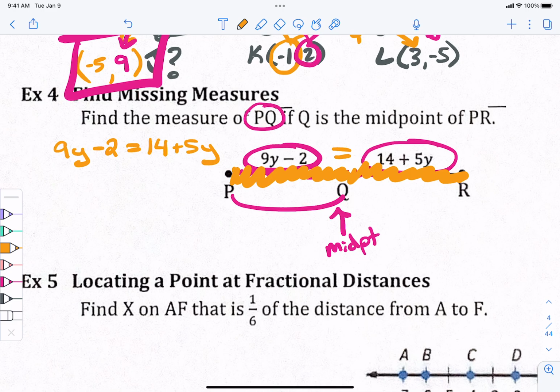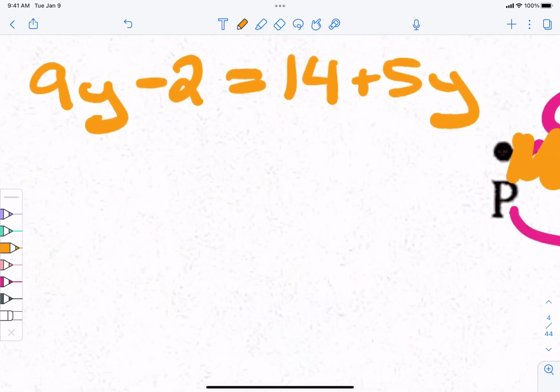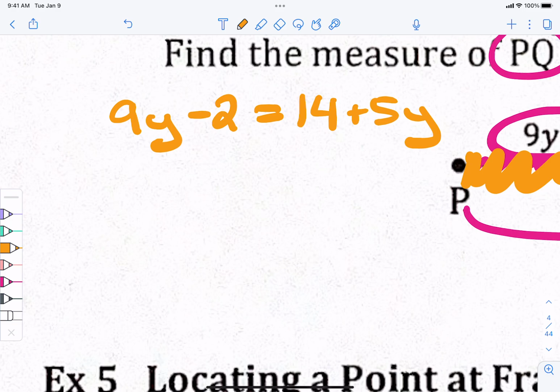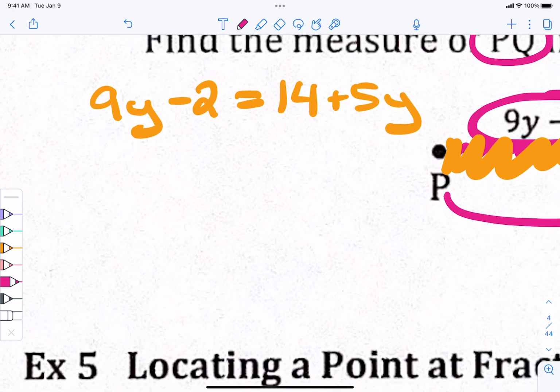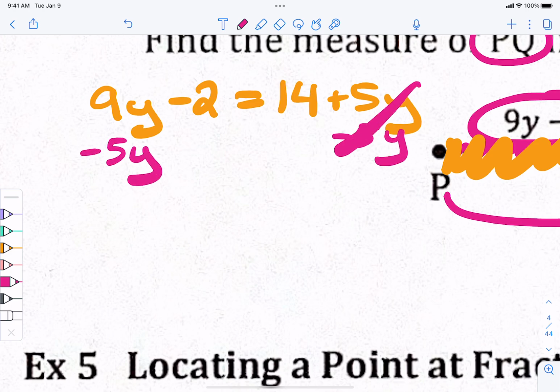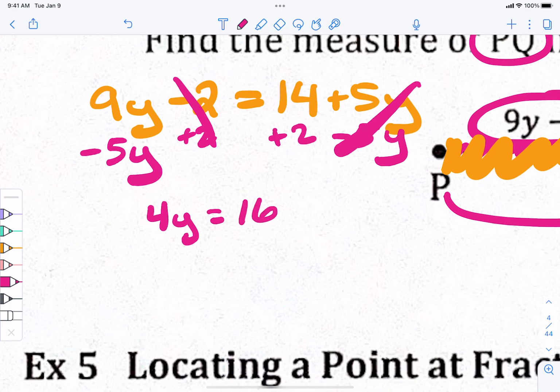Gabe, you following along? You better follow along. So those two things are equal. And what now? What would you like to do to solve? What would you like to do first? Add the 2, subtract the 5y. Yep, minus 5y. So it's gone over here. Minus 5y. And I'm going to add the 2 at the same time. Can we do that? That's not overloading our brain. 9y minus 5y is 4y equals 16.